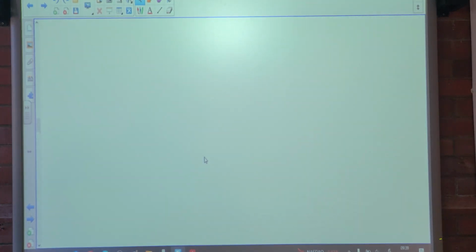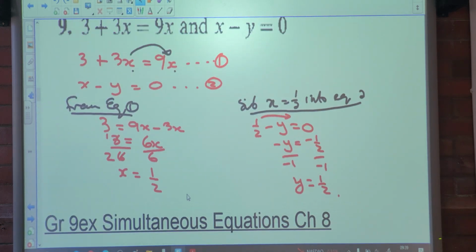So that brings us to the end of the exercise on simultaneous equations. You guys can do the even numbers and then you can just compare and we'll cross check if you guys have gotten everything correct.